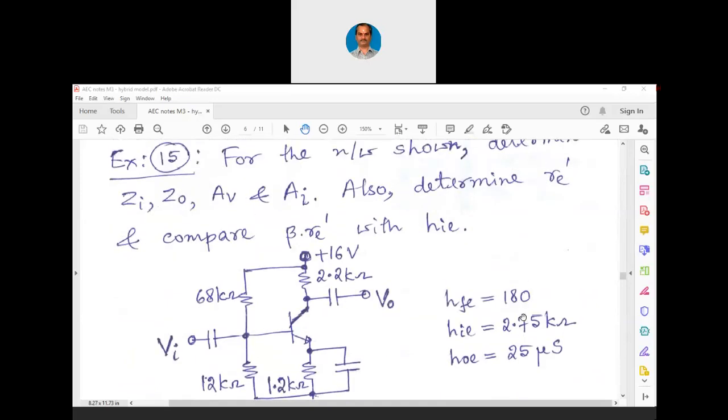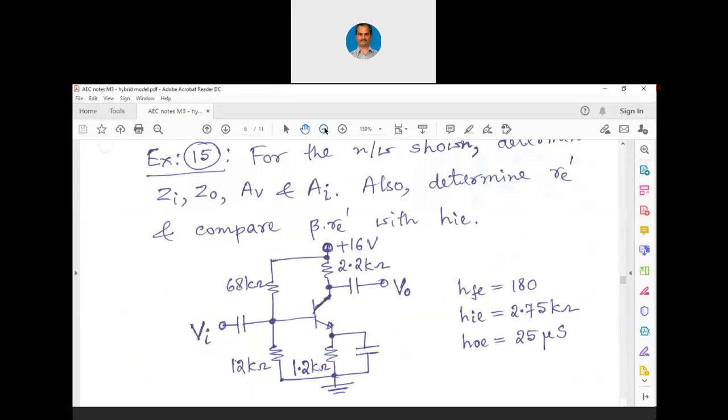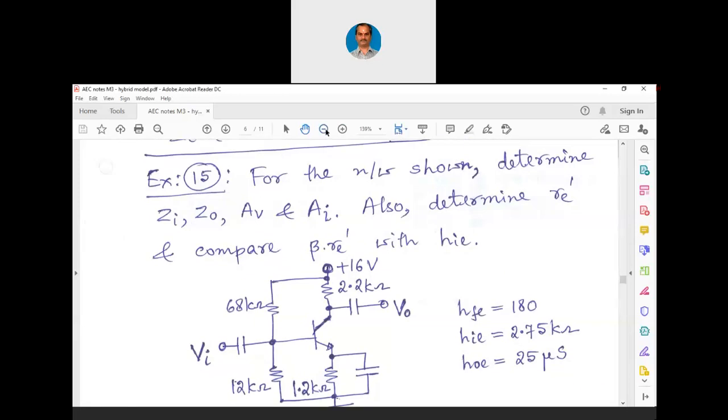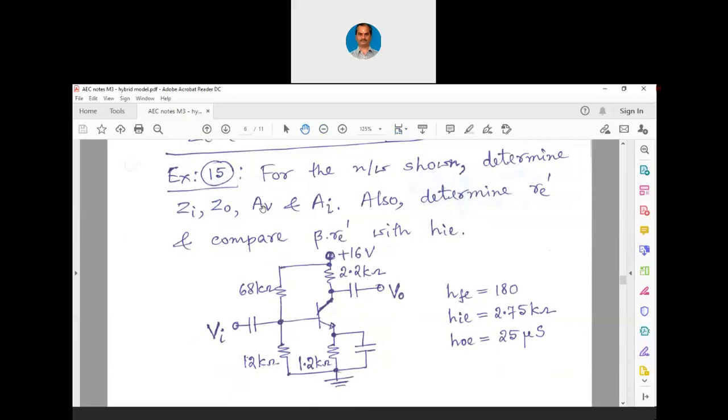Now, can you quickly solve this exercise? For the network shown, determine Zi, Z0, AV and AI. Also determine RE dash and compare beta RE dash with HIE. Can you quickly compute the answers and tell me? Zi, Z0, AV and AI. How to solve for AI, that I will show you later on. Now can you quickly tell me the answer for at least Zi and Z0? I'm waiting for the answer.